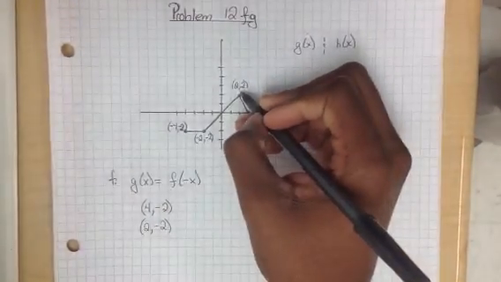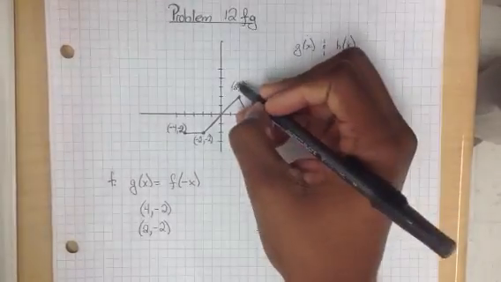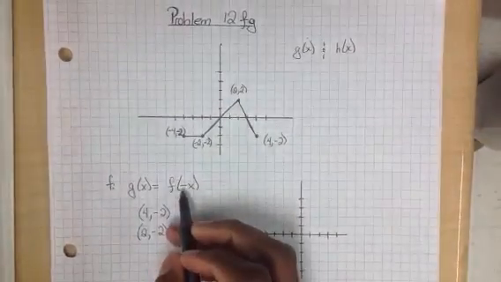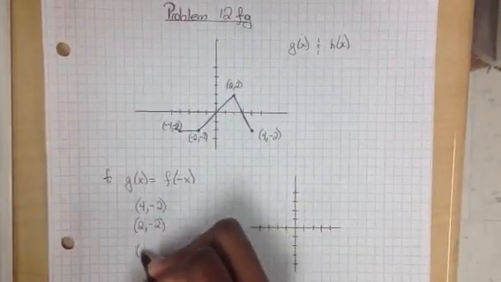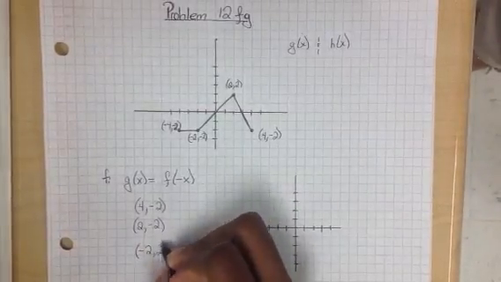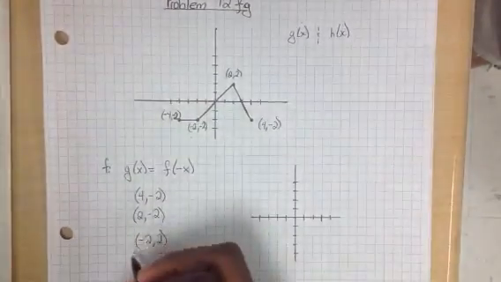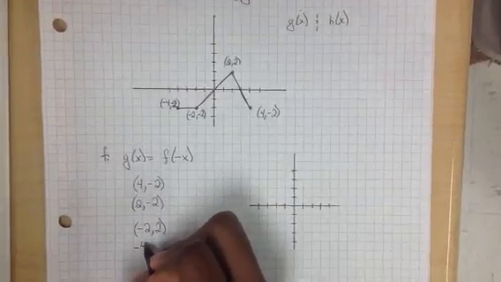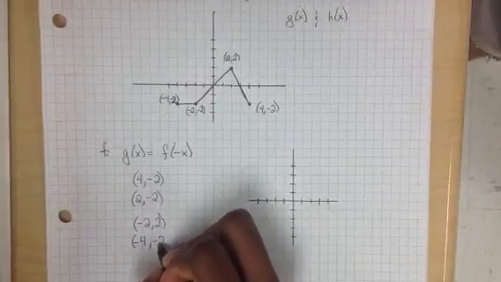And the next value is 2, 2. So we have to multiply the X value, which is 2, by the negative 1. And we get negative 2, 2. And for the last one, multiply 4 by negative 1. We get negative 4, negative 2.